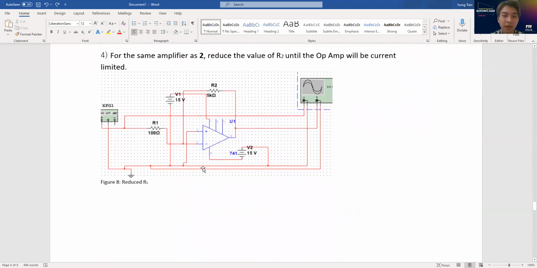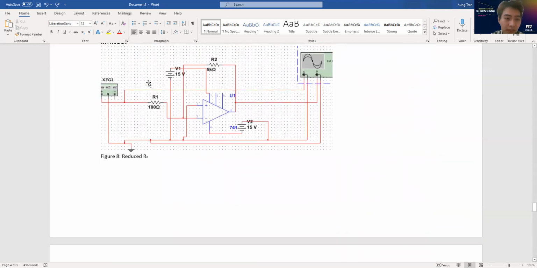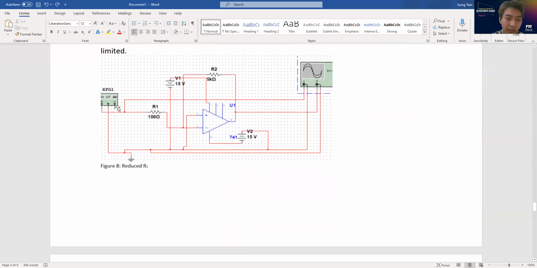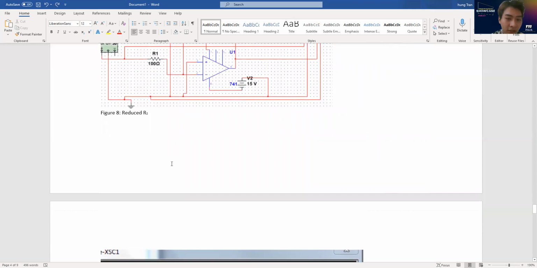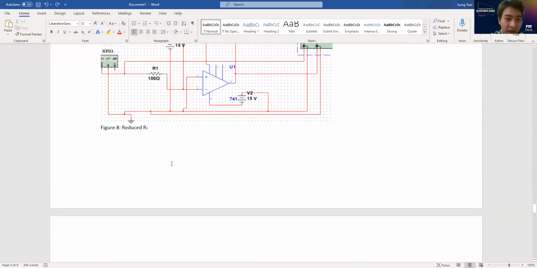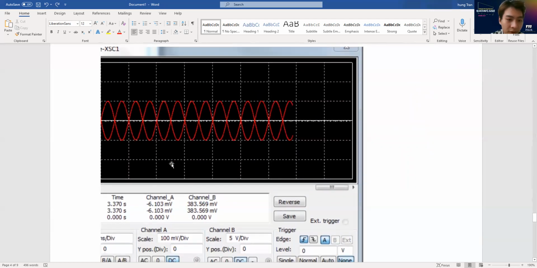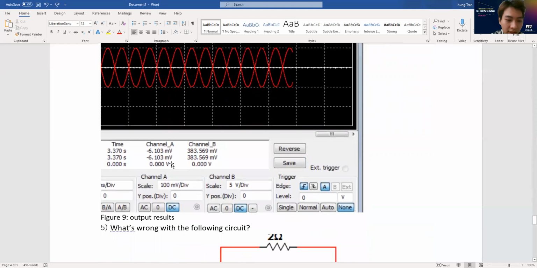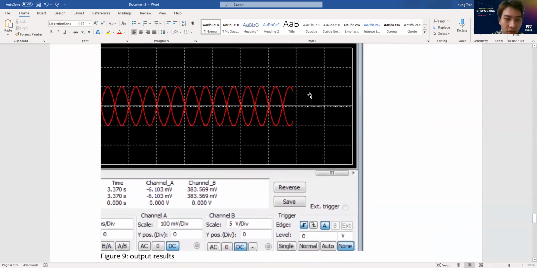For the same amplifier as number 2, reduce the value of R2 until the op amp reaches its current limit. As you can see here, I used the same setup as last time, but reduced R2 to 5 kilo ohms. And the output comes out here in the result. It's a sinusoidal wave.